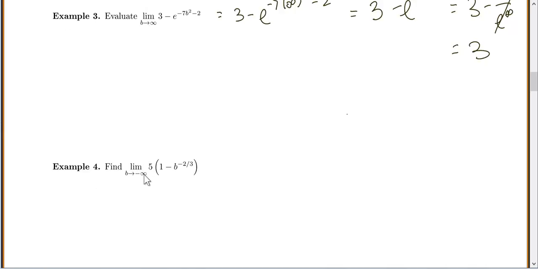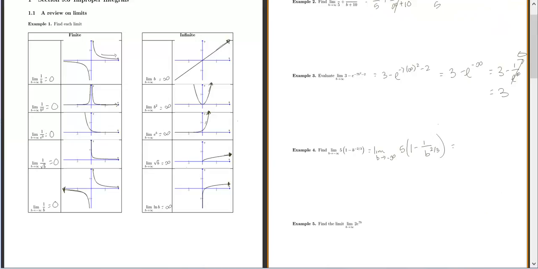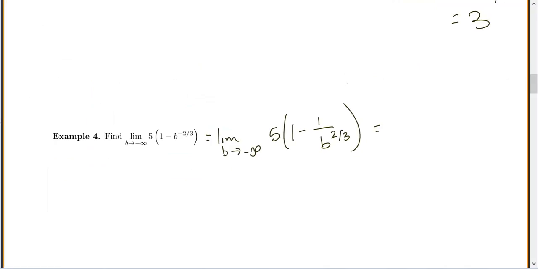And example 4, find the limit as b goes towards negative infinity of 5 times 1 minus b to the negative 2/3. Let's rewrite this. Before I even plug it in, I'm going to rewrite it. This is 5 times 1 minus that b to the negative 2/3. I'm going to write as 1 over b to the 2/3. It just makes it a little bit more obvious now. Okay. Now let's go ahead and plug in our negative infinity. So this is going to be 5 times 1 minus 1 over negative infinity to the 2/3.